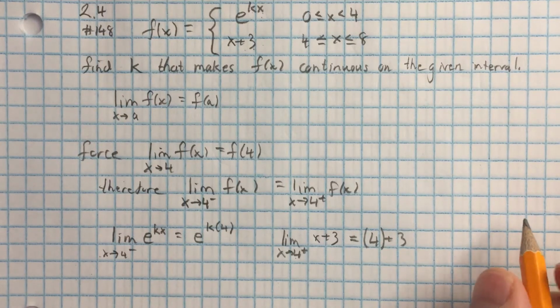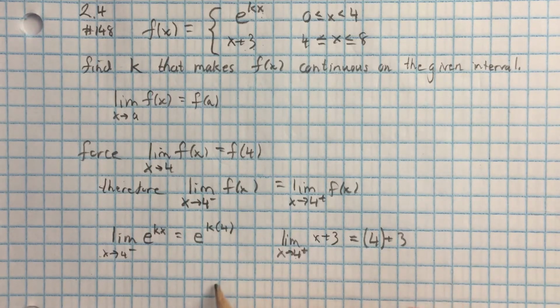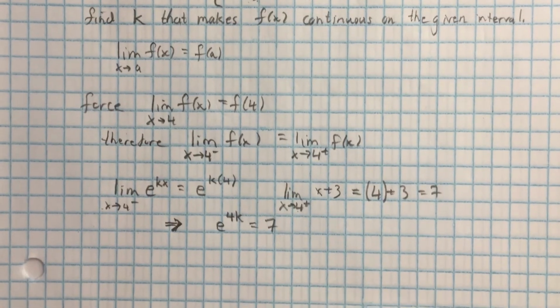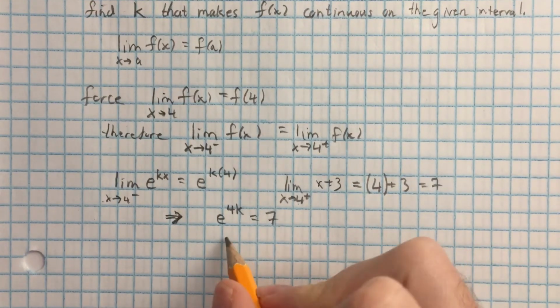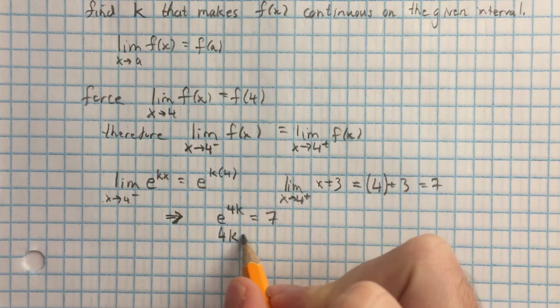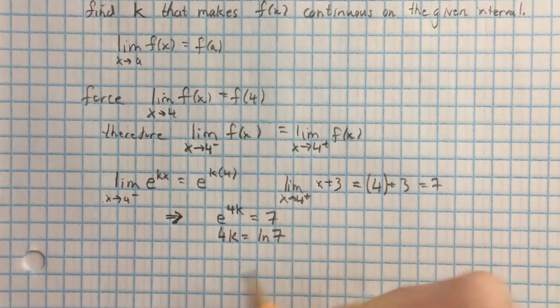So if we want these two to be equal to each other, it must be that you would have e to the 4k, I'll just write 4k because it looks better, e to the 4k will have to equal 7. So for e to the 4k to equal 7, if we just solve that using a logarithm in exchange for the exponential, we would then have 4k equals the natural log of 7, which means k will have to equal ln 7 divided by 4.